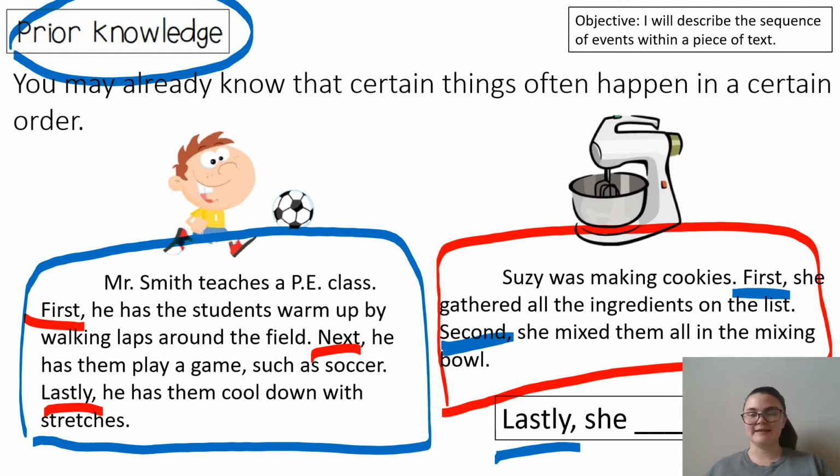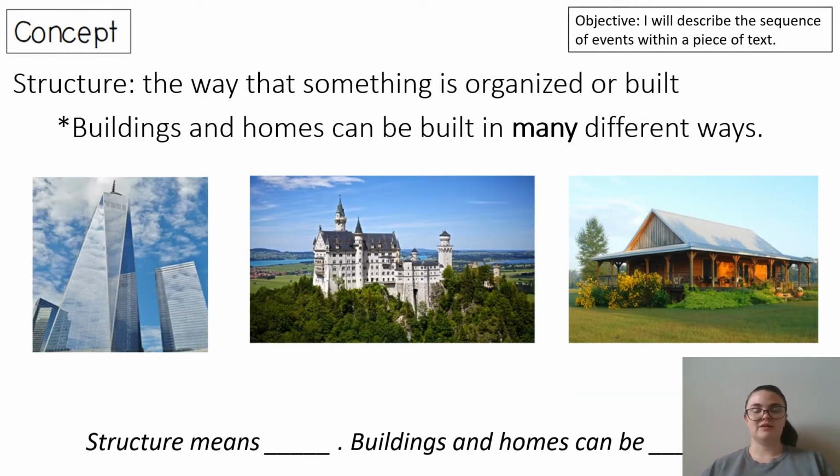My idea is lastly, she put the cookie mix on a sheet to bake, right? She would take that batter that she just made and turn it into cookies by putting it in the oven. So that's what she would do last. All right, now here's our next slide.